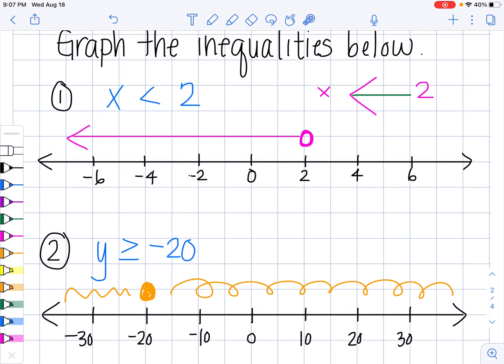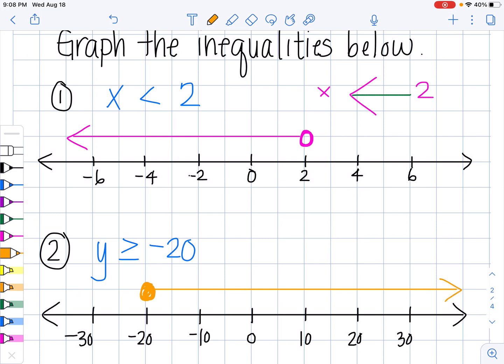This says y is greater than or equal to, which means more than. What are numbers that are more than negative 20? More is always going to be to the right. The bigger numbers are to the right, the smaller numbers are to the left. So if more means they're going to be to the right, then I'm going, oops, I should probably do the same color, then I'm going to the right this way.